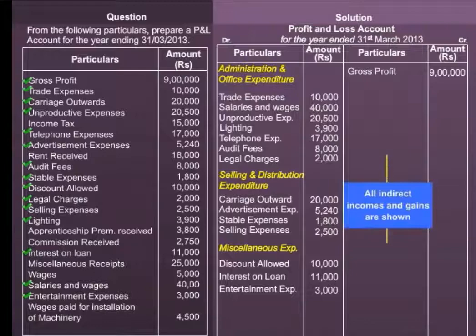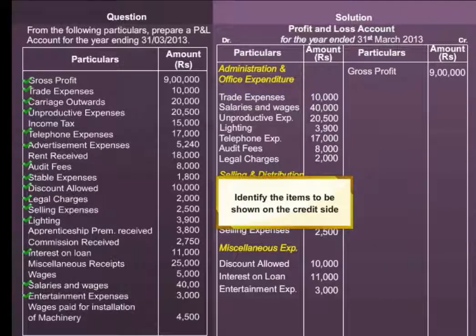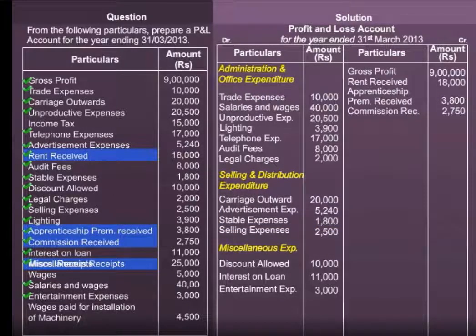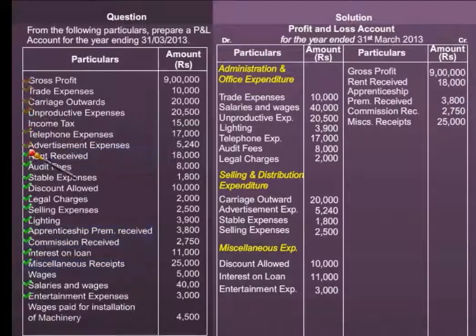Here, all indirect incomes and gains are shown. So, can you spot out from the questions which all items should be shown on the credit side? Well, these are the items. So, we show all of them here on the credit side like this. Now, cross-check whether all the items have been posted in this account or not. Well, I suppose we have done it correctly so far.